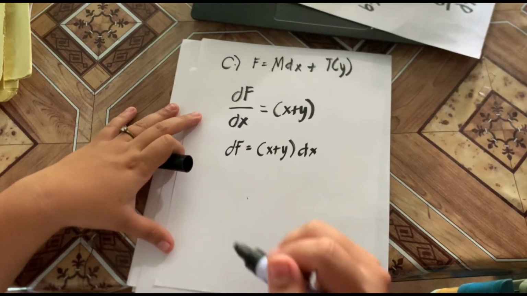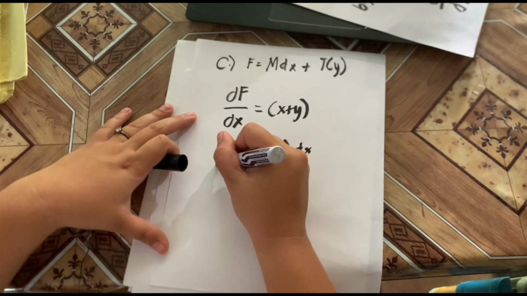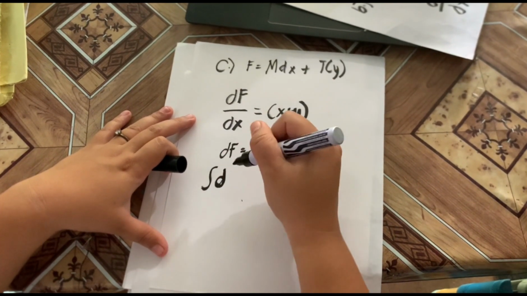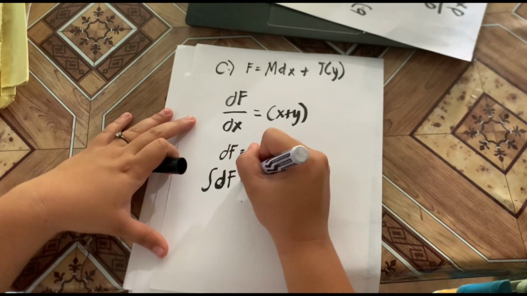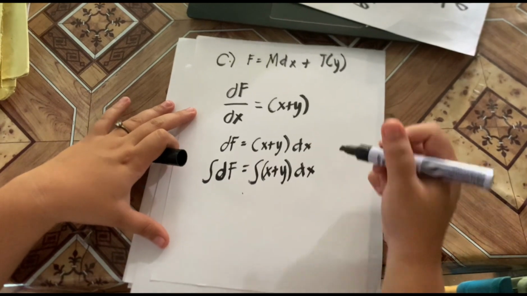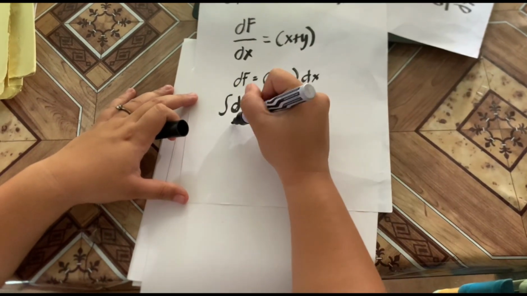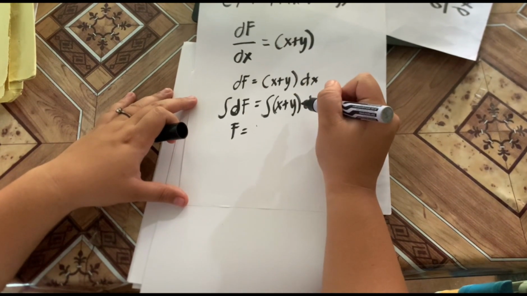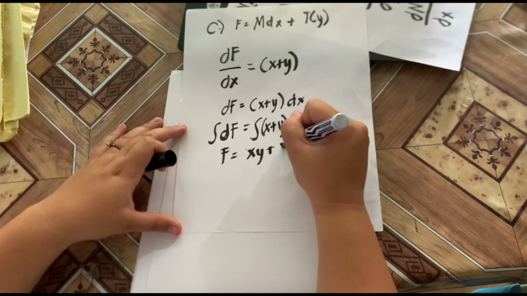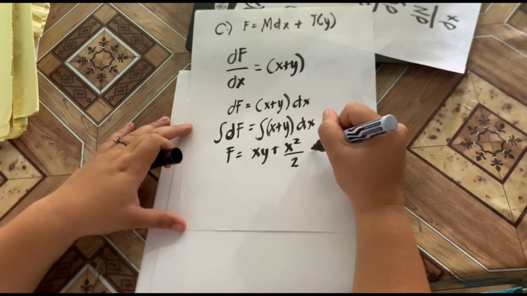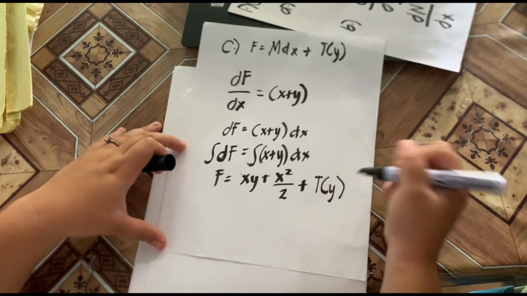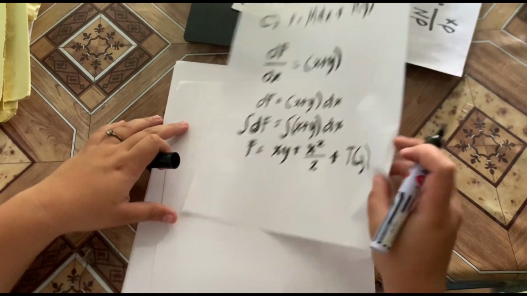Now, we are going to integrate this too. So, integrating this one, we have the integral of the partial derivative of f is equal to the integral of (x plus y) dx. Now, we can have an answer for f, wherein the integral of x plus y would be xy plus x squared all over 2 plus our constant, which is t of y. So that would be for the third step.